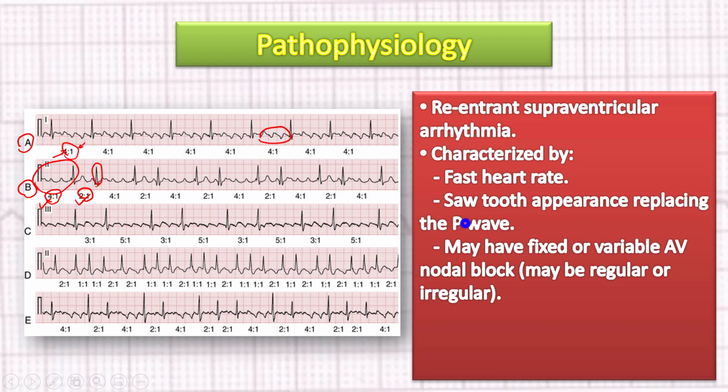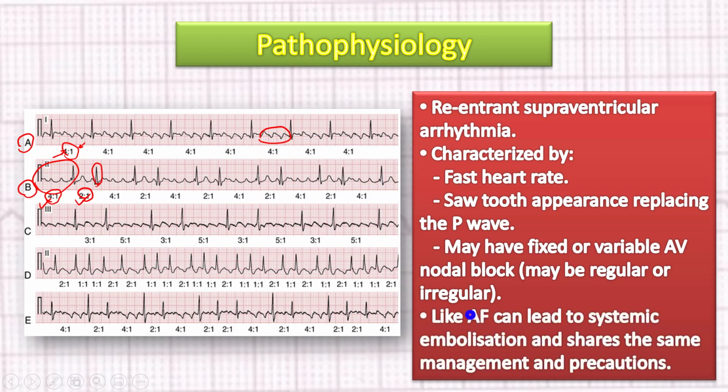Okay, so the atrial flutter is some sort of re-entrant supraventricular tachyarrhythmia characterized by fast heart rate and a sawtooth appearance replacing the P wave and representing the atrial activity. There may be fixed or variable AV nodal block, and this defines if the atrial flutter is regular or irregular. Like AF, atrial flutter actually can cause systemic embolization and shares the same management and precautions as atrial fibrillation.